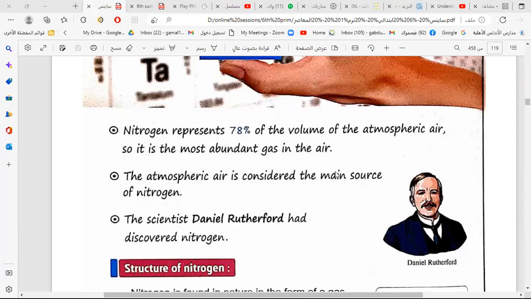So it represents 4/5 of our air which we inhale. So nitrogen is the most abundant gas in the air. We inhale it, but we don't use it in respiration. As we inhale it, we exhale it again.